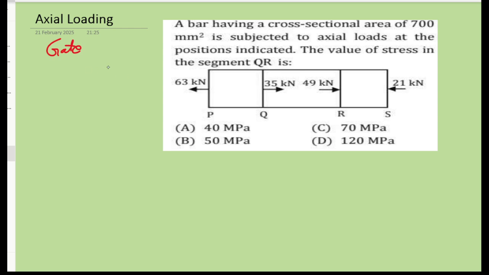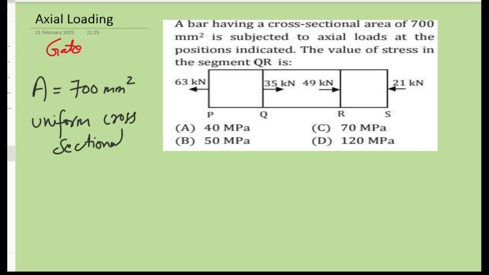Okay. So it is given that a bar having a cross sectional area 700 mm square. So the area given is 700 mm square and it is a bar of uniform cross sectional area, we can see.